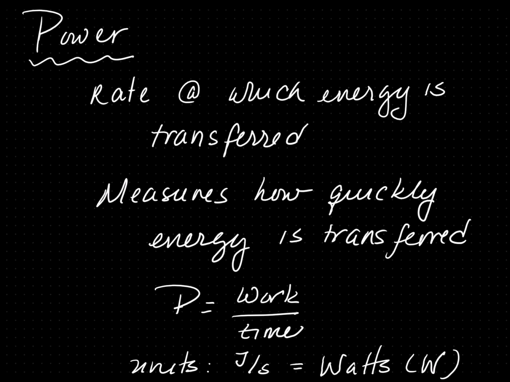Power is the rate at which energy is transferred. It measures how quickly energy is transferred. Since power is work or energy over time, the faster you complete your work, the greater the power you will exert, because power and time are inversely related. The SI unit for work is joule. The SI unit for time is second. A joule per second is a watt, which is the SI unit for power.